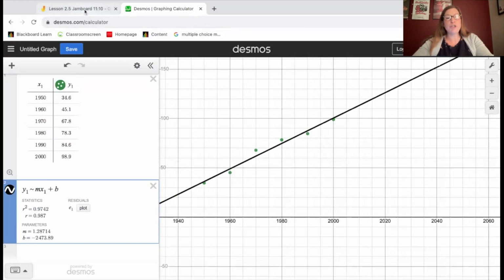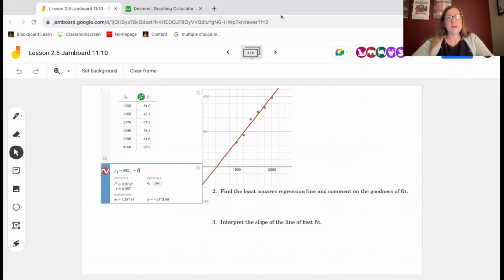So I'm going to move over to Jamboard, since now we know how I found that information so that we can help interpret it. So I would say part 2, find the least squares regression and comment on the goodness of fit. So notice I need my r, because r, little r, is associated with a linear line. I see my little r is pretty close to 1. And since it's pretty close to 1, I mean, it's not very far away from it, I would say this is a good fit.